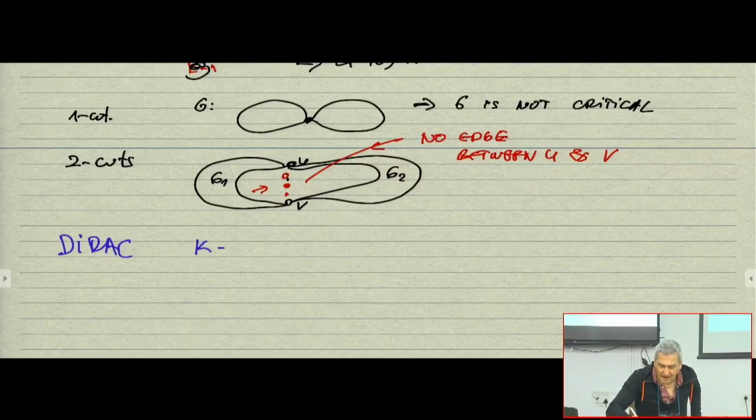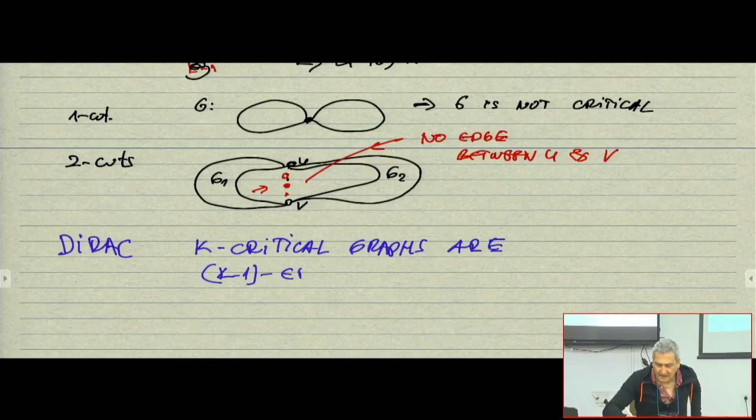K critical graphs are K minus 1 edge connected.